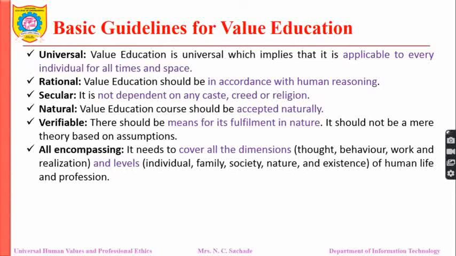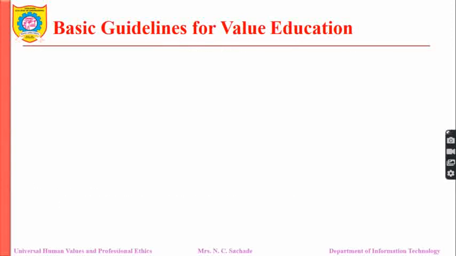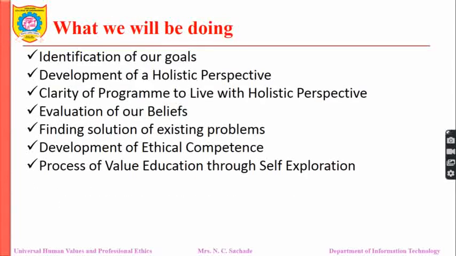So these are the guidelines which we are going to follow, and ultimately where we want to reach is that it should lead to harmony. The aim is to promote harmony in all walks of life, that is at the individual level, family level, society level and at the nature level, that is existence level. Now what we will be doing during this course is, we will be identifying our goals, we will learn how to develop a holistic perspective, we are going to get clarity on the program to live with a holistic perspective, we are going to evaluate our beliefs.